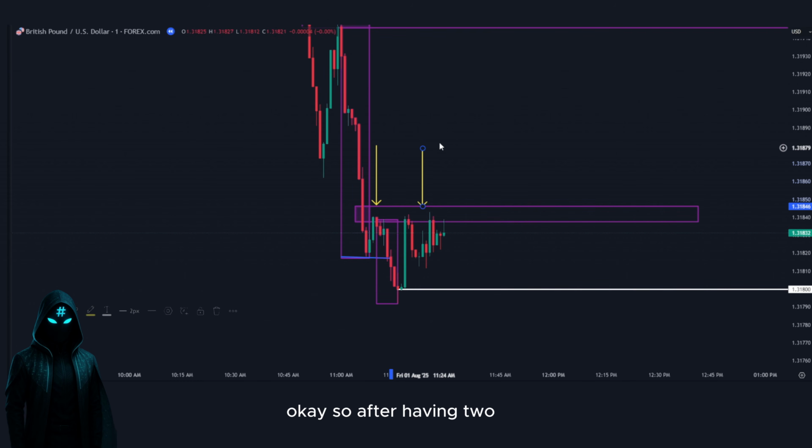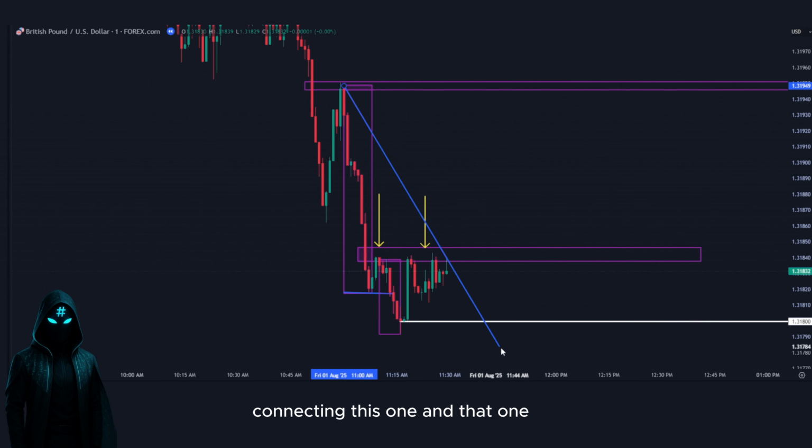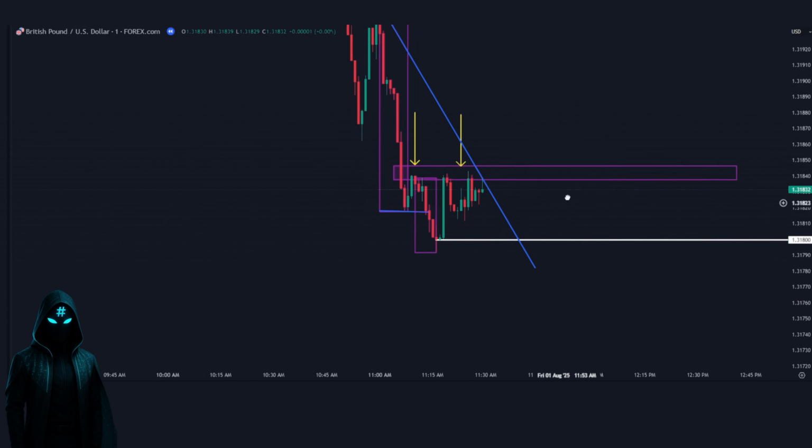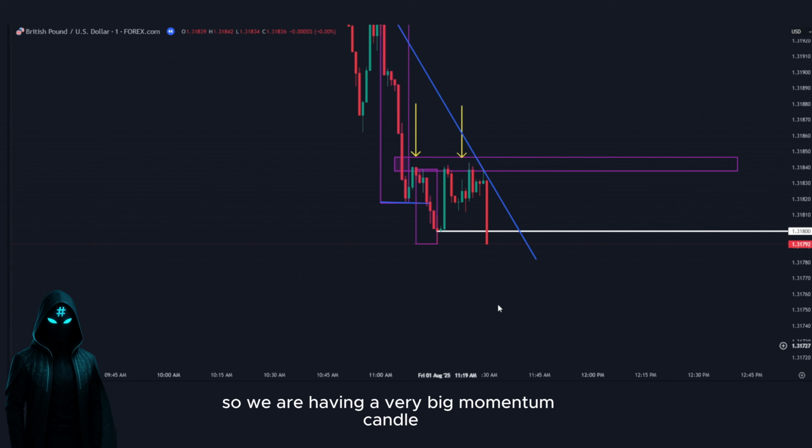Okay, so after having two levels of resistance, we can draw our trend line connecting this one and that one. From there, we'd love to see some bit of momentum kicking in. So we are having a very big momentum candle breaking below the previous support zone that was created, creating a new lower low to the downside.